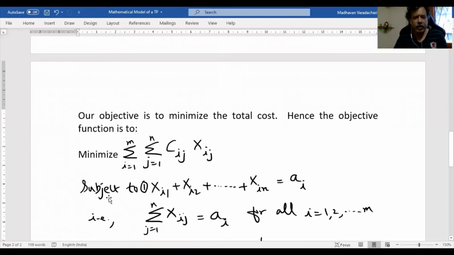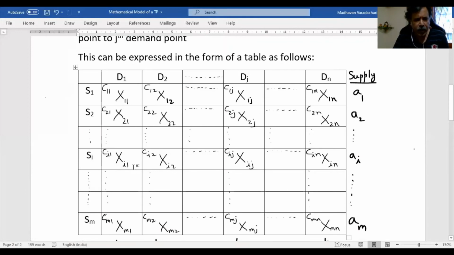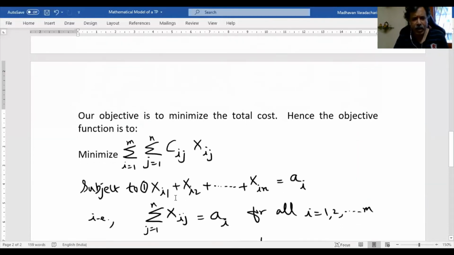Subject to what? Subject to, first constraint is, for example, whatever allocations we are doing in the row, for example, Xi1 and then Xi2 and so on, Xin, this should add up to Ai. That's what is mentioned here. Xi1 plus Xi2 and so on up to Xin should match Ai, right?